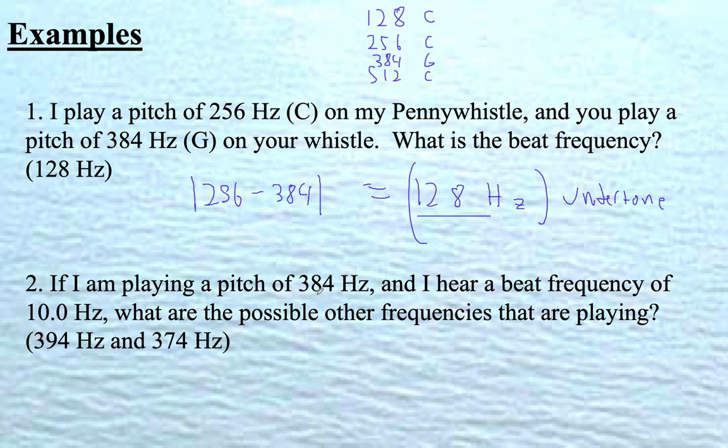Okay. I'm playing 384 hertz. I hear a beat frequency of 10. What are the possible other frequencies that are playing? Well, basically the question is F1 minus 384 is 10, right? And the two answers are that I could be playing 394 hertz, right? That would give you 10. I could also be playing 374 hertz, okay? It could be below that or above that to get a beat frequency of 10 hertz, okay? All right.